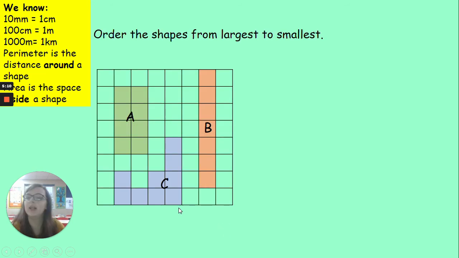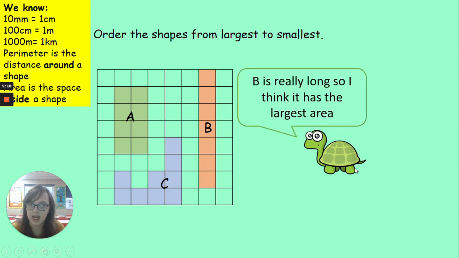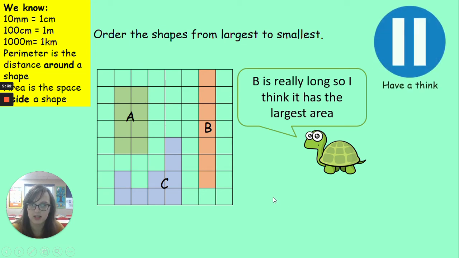Now we've got 3 shapes here, A, B and C, and we need to put them in order from largest to smallest. Terry the turtle thinks that B is the longest and therefore it's the largest. I think we've already talked about how long and short shapes don't necessarily have larger or smaller areas, so I wonder if Terry's going to be right. Let's have a think and see if we can work this out.